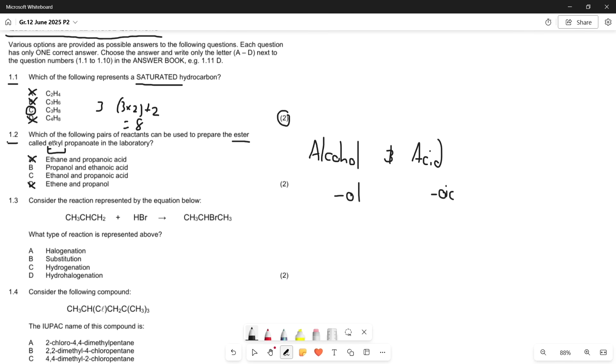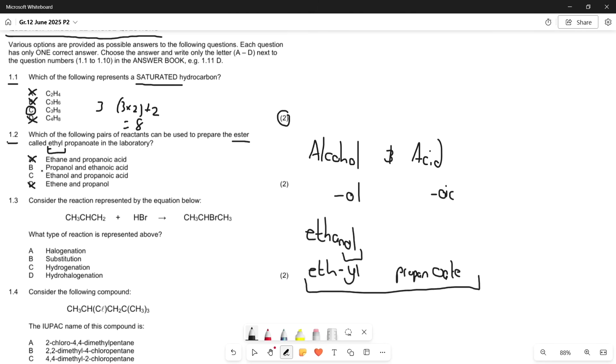In order to create an ethyl, we would need an ethanol, because ethanol is the alcohol we're dealing with, and our suffix, our "-ol", always turns into an "-yl" in esterification, which means we have ethyl over here. Propanoate comes from the oic acid, so the oic acid turns into propanoate over there, which means we end up with ethyl propanoate.